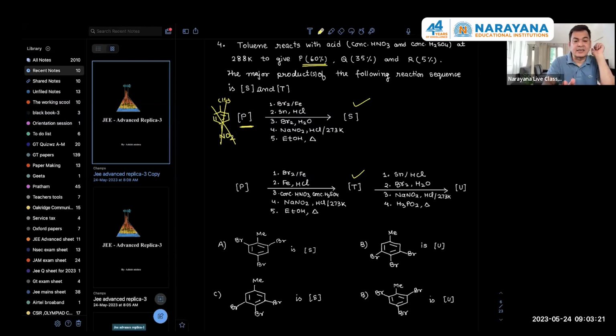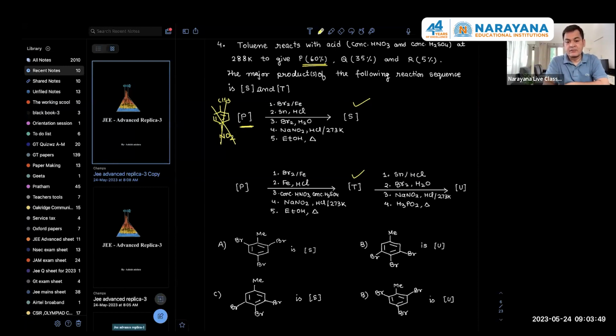If toluene is reacting with any reagent, most of the time ortho is the major answer, like nitration, bromination, even Friedel-Crafts alkylation, acylation, except sulfonation. So P should be orthonitrotoluene. If you start with orthonitrotoluene, you will get the correct answer.